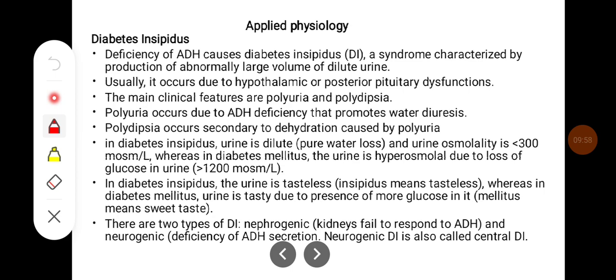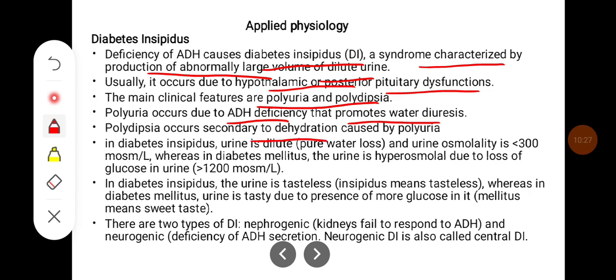Diabetes insipidus. Deficiency of ADH causes diabetes insipidus, a syndrome characterized by production of abnormally large volume of dilute urine. Usually it occurs due to the hypothalamic disorder or posterior pituitary dysfunction. The main clinical features are polyuria and polydipsia. Polyuria occurs because of the ADH deficiency that promotes water diuresis. Polydipsia occurs secondary to dehydration caused by polyuria.